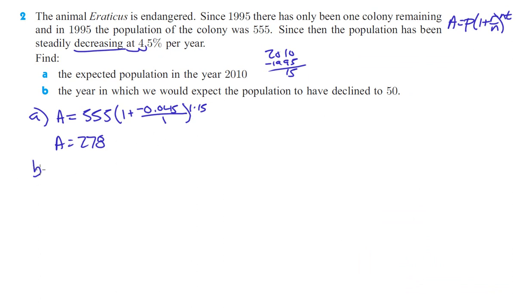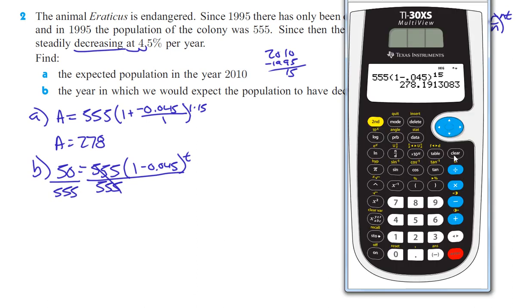Okay. Part B, we get the year in which we do expect the population to have declined to 50. So that's the end amount would be 50. Still starts with 555. 1, I'm going to do this, minus 0.045. And then now we're looking for time. Okay, so first thing we want to do, get rid of the 555. Right? So we take our calculator and get 50 divided by 555.